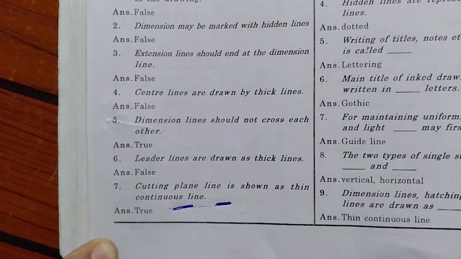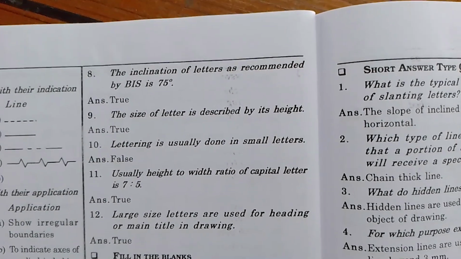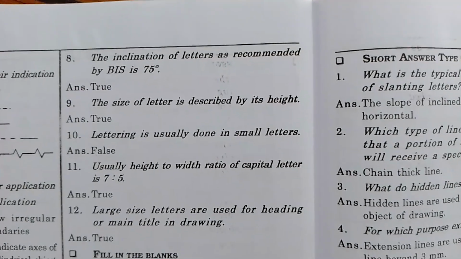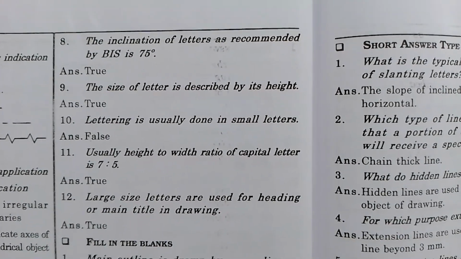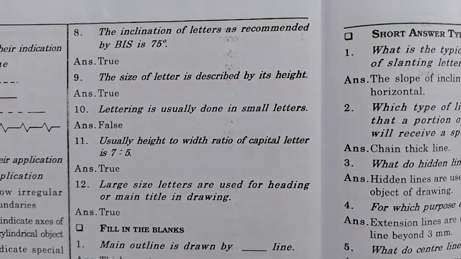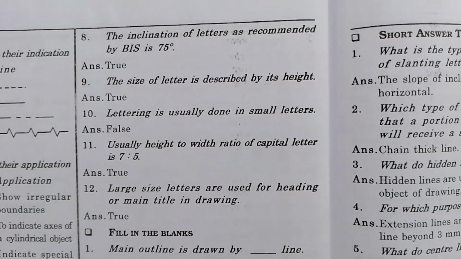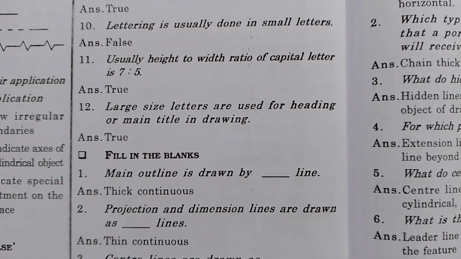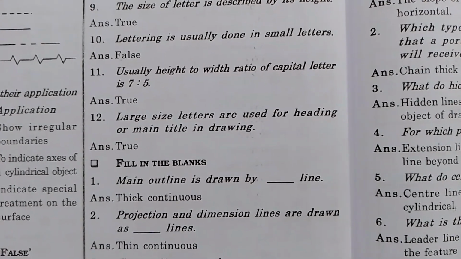Question number 8. The inclination of letter as recommended by the BIS is 75 degree. Yes, true. The size of the letter is described by its height. Yes, true. Lettering is usually done in small letter. No, it is done in uppercase, capital letters. Usually height to the width ratio of capital letter is 7:5. Yes, 7:5, or 7:4. When the examiner mentions to write in 7:5, then we can write in 7:5.